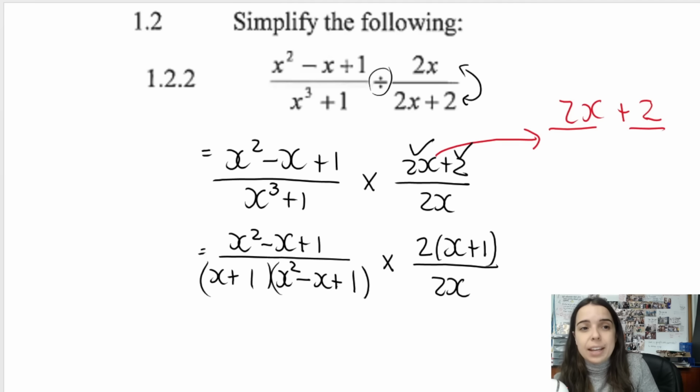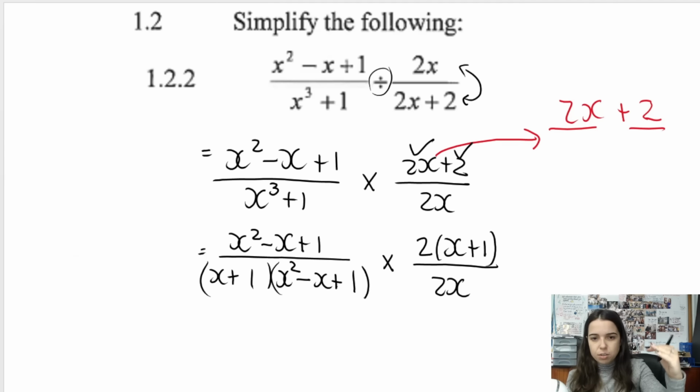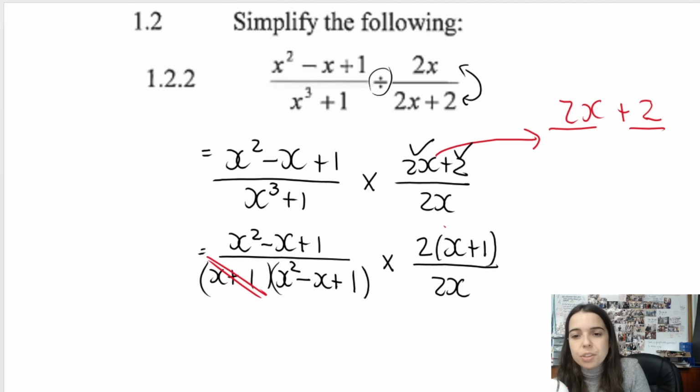Now let's see if we can cancel. So how cancelling works is as follows. You can cancel top and bottom, and you can cancel across the multiplication sign. So top to bottom and across like that. If they're on the same level, you can't cancel. So this x plus 1 cancels with this x plus 1. Do you see how we're cancelling across the multiplication sign? That's fine. We can also cancel top to bottom. So this 2 can cancel with this 2.